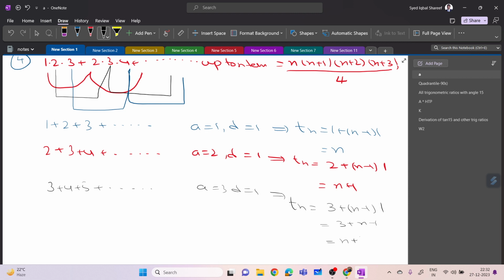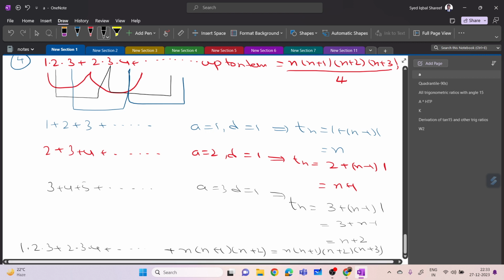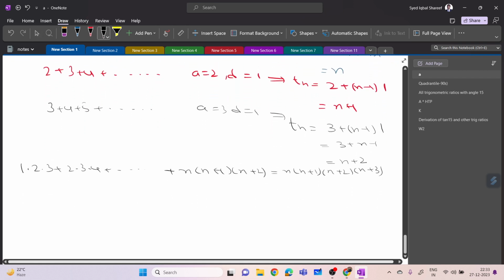So n plus 1, n plus 2. So the series will be 1 into 2 into 3, 2 into 3 into 4, and so on. The nth term is n into n plus 1 into n plus 2, equal to n into n plus 1, n plus 2, n plus 3 by 4. Now the problem is in the standard form.